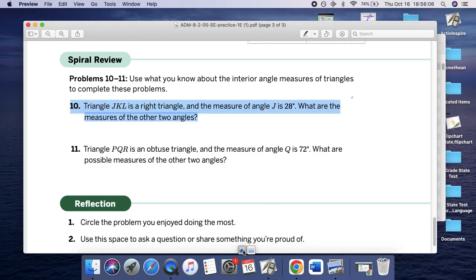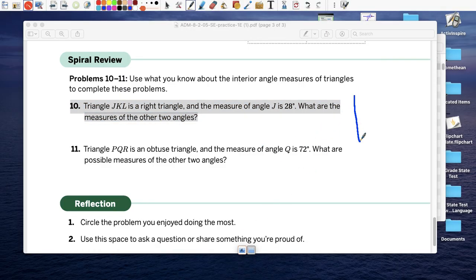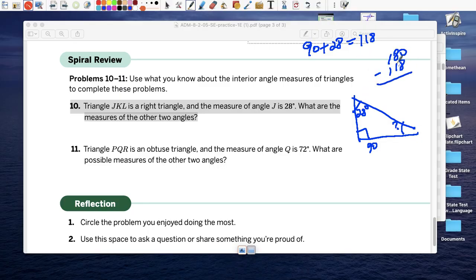JKL is a right angle triangle. So if it's a right angle triangle, one of the angles is 90 degrees. And one of the other angles is 28 degrees. Can you find the measure of the two other angles? Well, 28 is that one. This is 90. Can we figure out what this is right here? Well, it would be 90 plus 28, which is 118. And what do we do with that? We subtract that from 180 because the sum of the angles in a triangle is equal to 180.